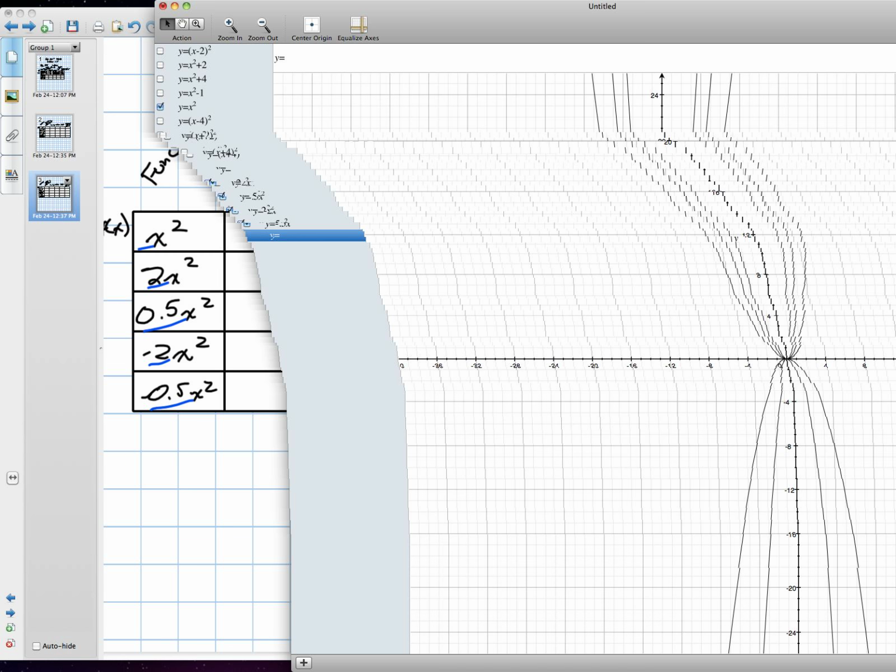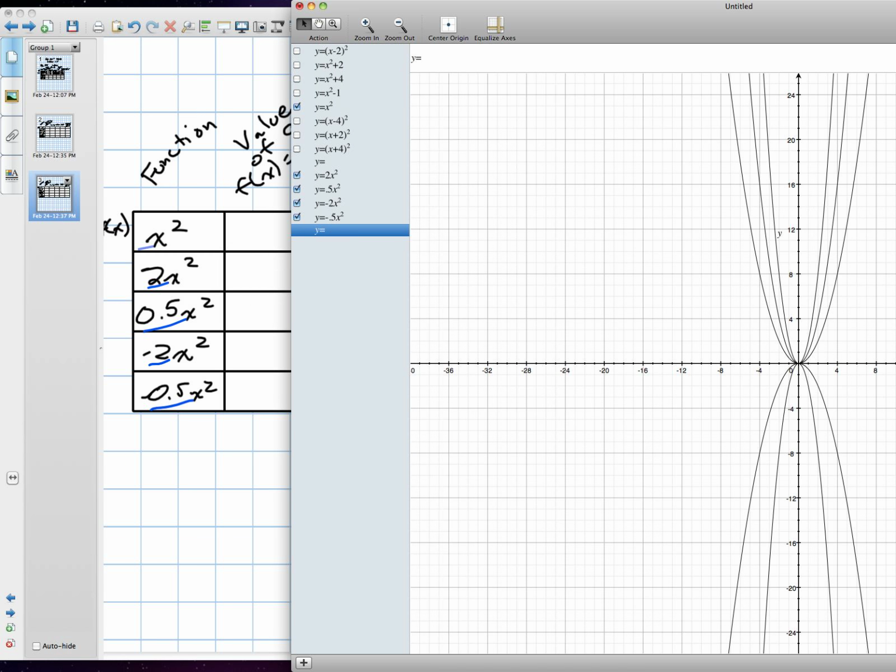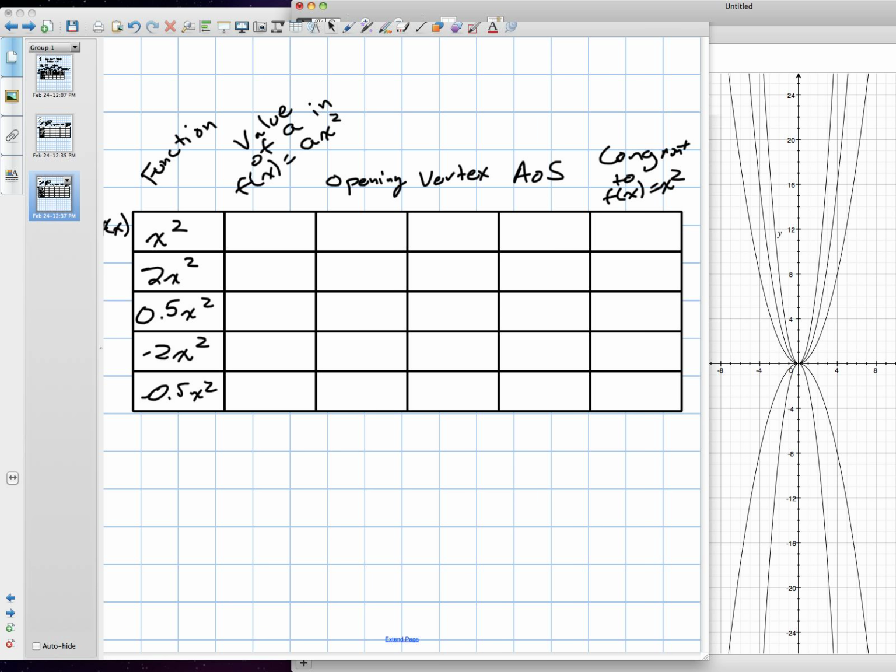On the graph, I want you guys to recognize that 3 of them are facing upwards, 2 of them are facing downwards. By looking at these, we could probably tell that the 2 negative ones are the ones facing downwards. So when a is a negative number, it goes downwards. And when a was 2, it's thinner. We had a thinner parabola. When we had the original one, that's the one in the middle up top, and the 0.5 made the parabola wider. So I want you guys to fill this out looking at these parabolas here. Take a look at this chart and fill this one out also.